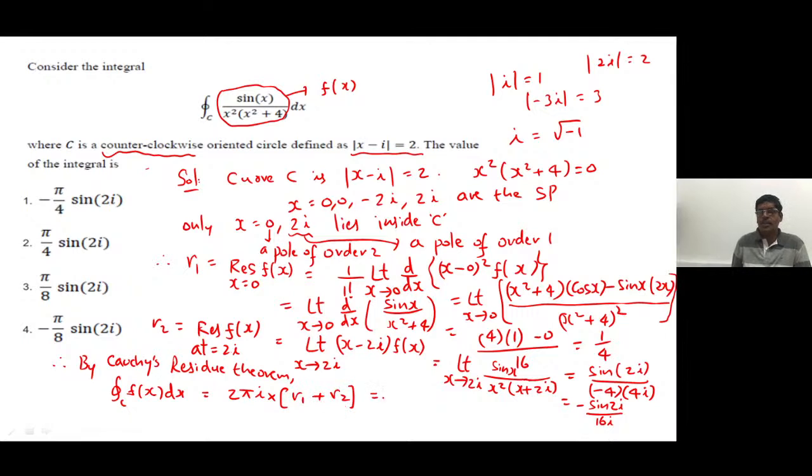So 2 pi i into R1, value 1 by 4, the 2 is cancelled, pi i by 2, and 2 pi i here, the 2 is cancelled, I can write minus sin 2i with pre-multiplication pi by 8. So pi i by 2 minus pi by 8 into sin 2i. So here no option is matching, but it is almost the same as minus pi by 8 sin 2i, that's why I think marks are given to all students whenever no option is matching. Okay.